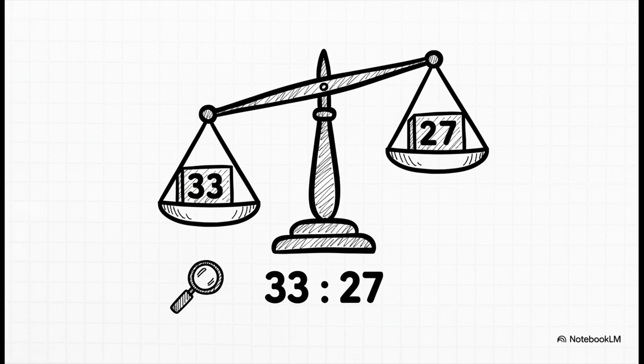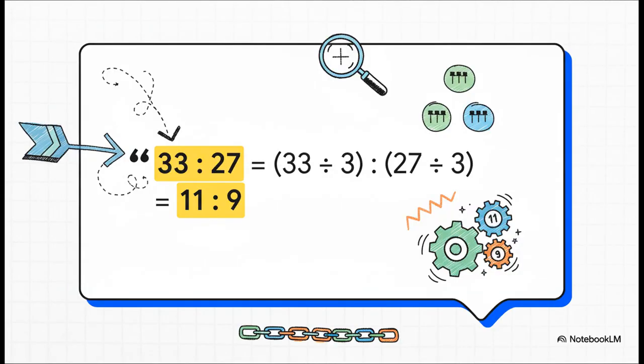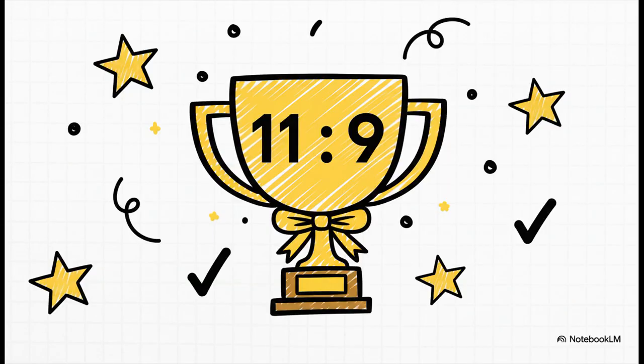Let's break it down. To simplify, all we've got to do is find the largest number that goes into both 33 and 27. And if you think about it for a second, you'll see that number is 3. Both of them are divisible by 3. So let's do the math. We take 33 and divide it by 3, which gives us 11. Then we take 27 and divide that by 3, which gives us 9. So the crucial point is, our new simplified ratio is 11 to 9. And that's it. The final answer is 11 to 9.